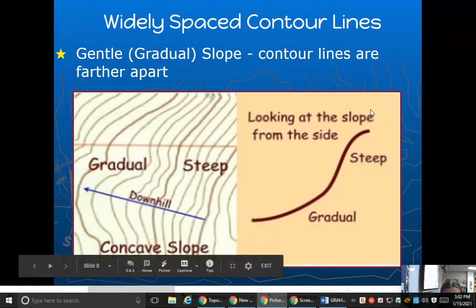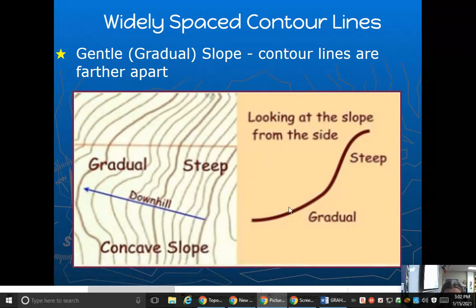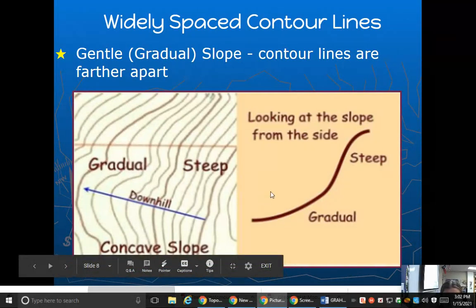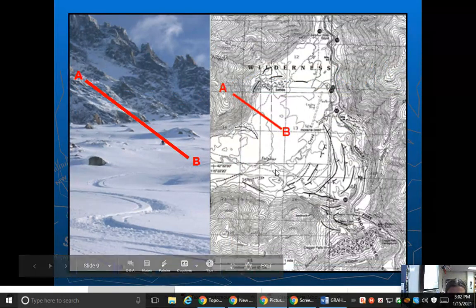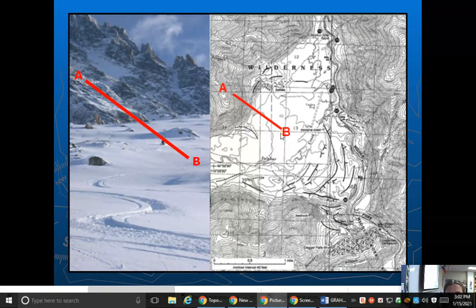So gradual means, okay, if you were on your bicycle riding down the hill, this would be steep, but then this would be gradual down here. So gradual on a map would be when the contour lines are far apart. When the contour lines are close together, it means steep. When the contour lines are far apart, it means gradual. So let's have a look at a map now.